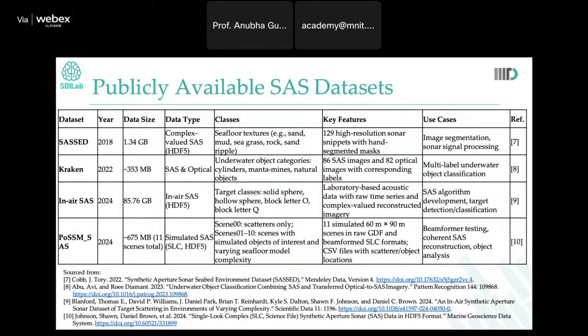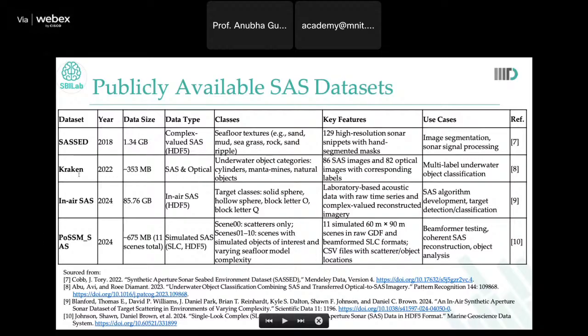or you can look at different types of signal processing applied to these images. For example, this SASET dataset was released in 2018. It is a big dataset capturing seafloor textures, and they have also annotated it, for example sand, mud, seagrass, rock, etc. Key features are 129 high resolution sonar snippets with hand segmented masks, and the use cases or applications are, for example, image segmentation as well as classification, because the textures are marked there.